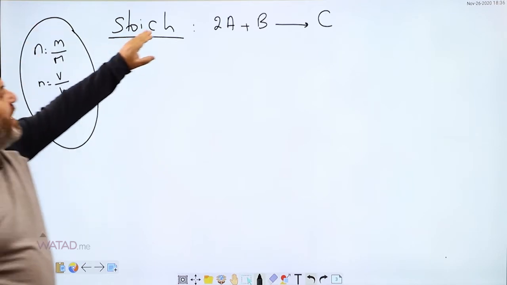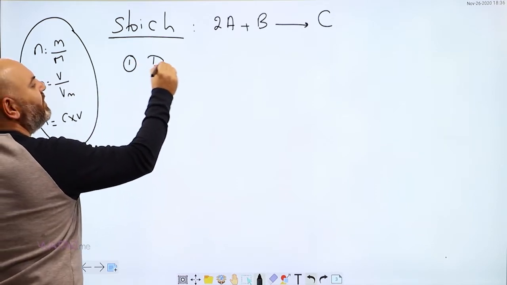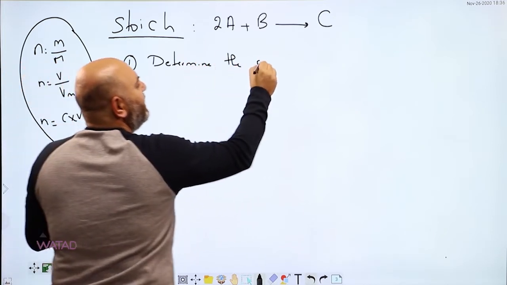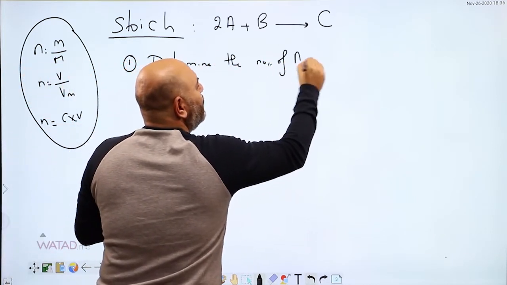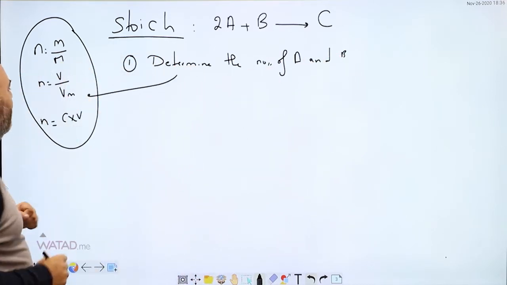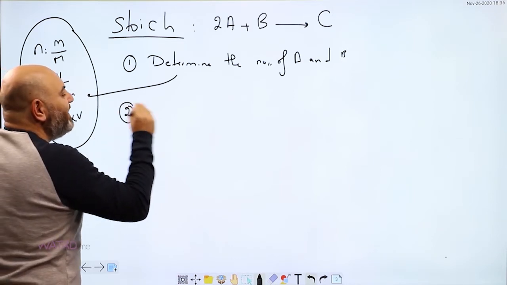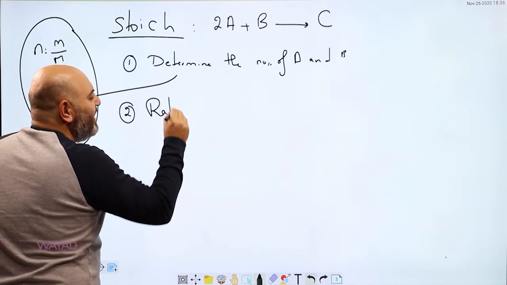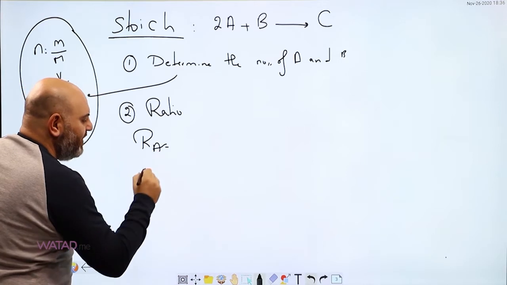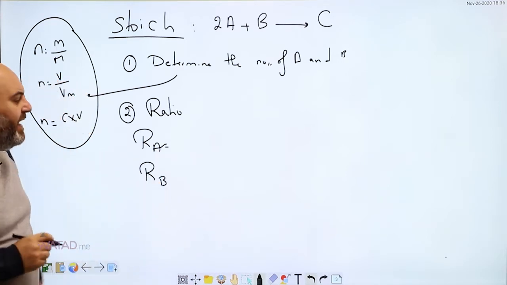Now, I want to check whether the mixture is stoichiometric. What is the first step? We must determine the number of moles of A and B. How do we determine the number of moles of A and B? Using one of the following relations. Step 2, we must find the ratio. When we say the ratio, it means that I want to find the ratio of A and the ratio of B. How do we find the ratio of A and the ratio of B?